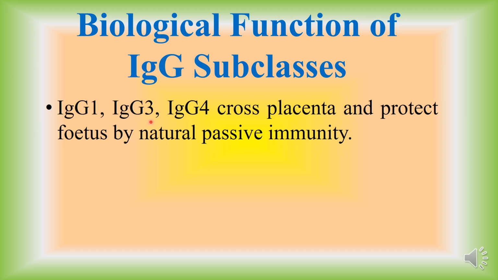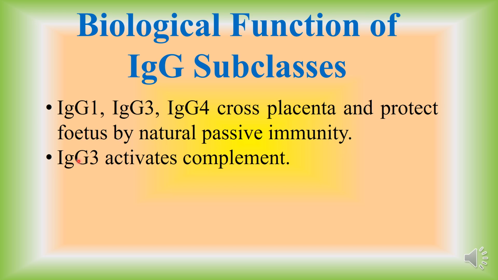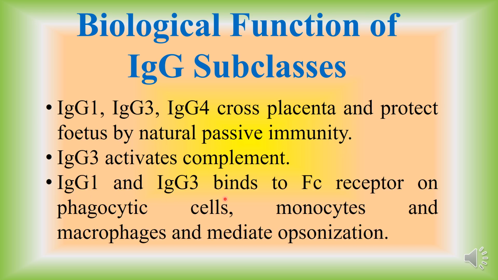Immunoglobulin G1, G3, G4 cross the placenta and protect the fetus. Immunoglobulin G3 activates complement system. Immunoglobulin G1 and G3 bind to the Fc receptor on phagocytic cells, monocytes and macrophages and mediate opsonization. So the three major functions that different immunoglobulin classes have is to protect the fetus by crossing the placental barrier, by activating the complement system and by mediating opsonization.